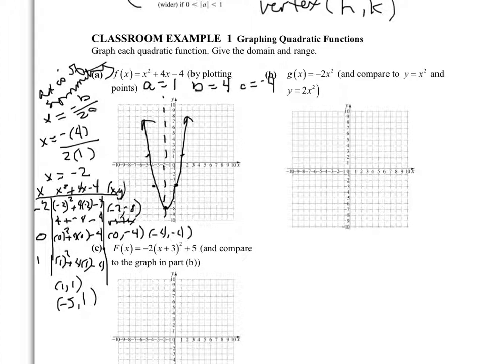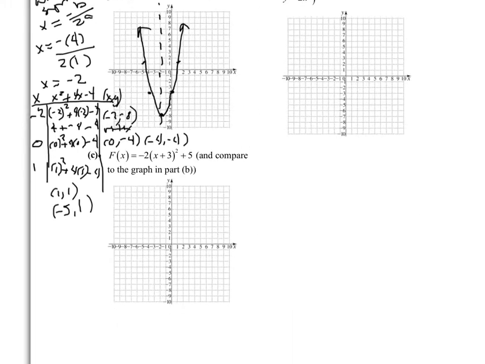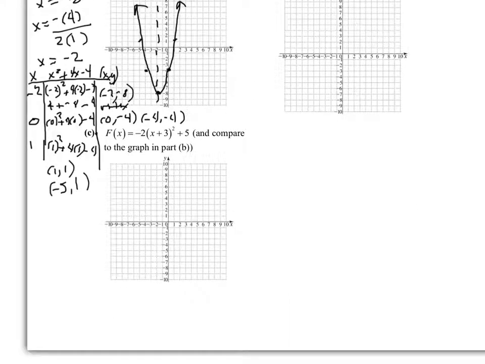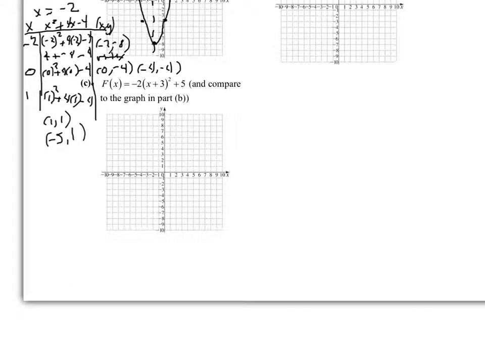Now, if you look at the example for C, technically we could do B either way. We could either use standard form or we could use vertex form. But equation C, if you look at it, is written in vertex form, and that means when we look at it, we should be able to see the vertex in the equation.